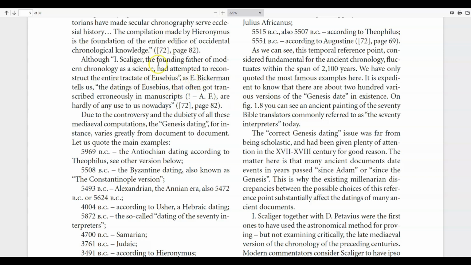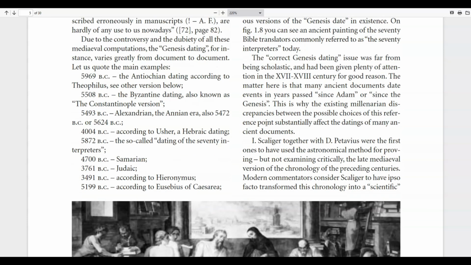And this is the whole J and I thing that we see all the time, guys, with the dates. Instead of ones, they've got J's, they've got I's, and sometimes they've got X's. That's what this is all talking about. Due to the controversy and the dubiety of all these medieval computations, the Genesis dating, for instance, varies greatly from document to document. Here are some main examples.